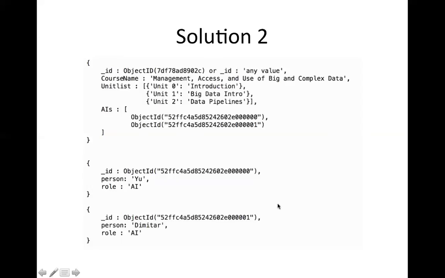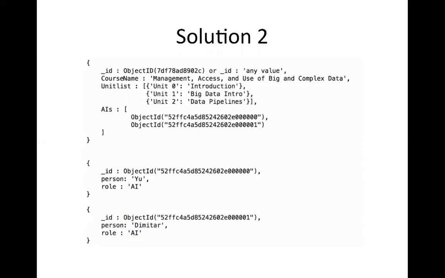Let's go back to solution 2. Here, we leave the unit list, but we build a reference structure in the AIs, an array list of object IDs. So we have our ID here, and we got 2 IDs. We use this ID to jump to a different document in a different collection. For example, we save this as a course info collection, that's the name, course info. And here we use AI, the name of the collection. So when we query the AI collection, we can get this information. Just follow this relationship, the object ID, jump to this collection, jump to this document, and you can find all this information there. That's why we want to use the reference structure in MongoDB.